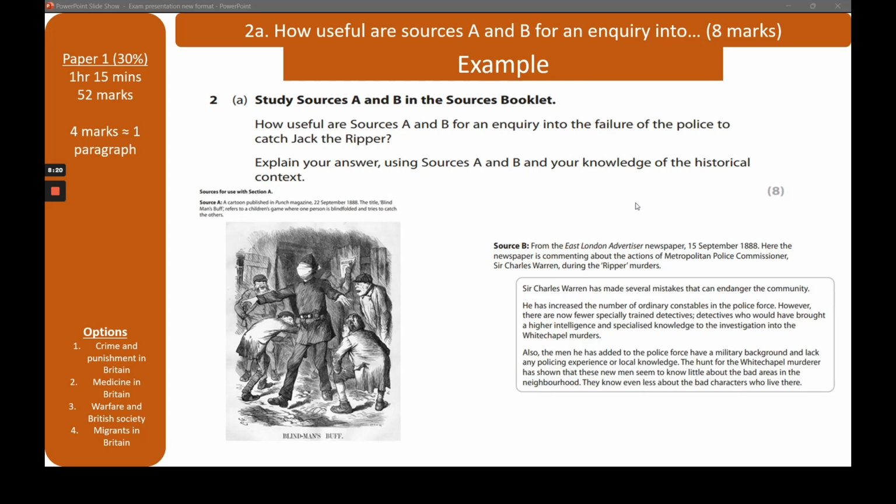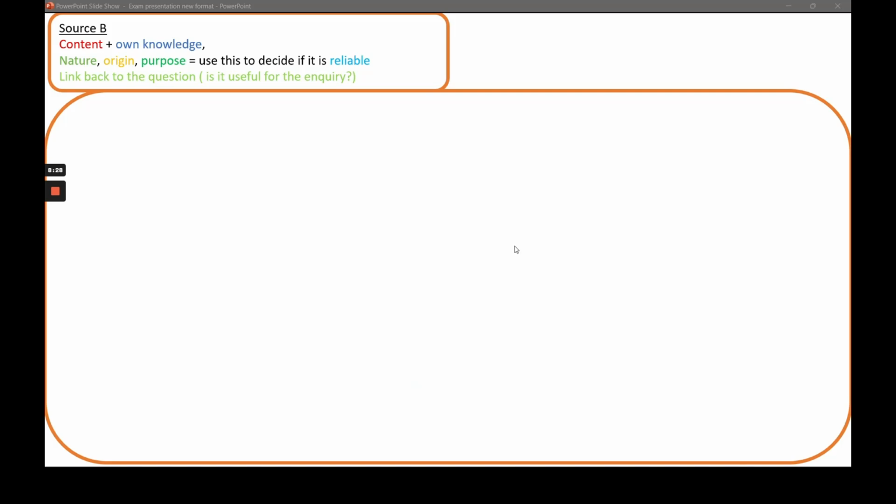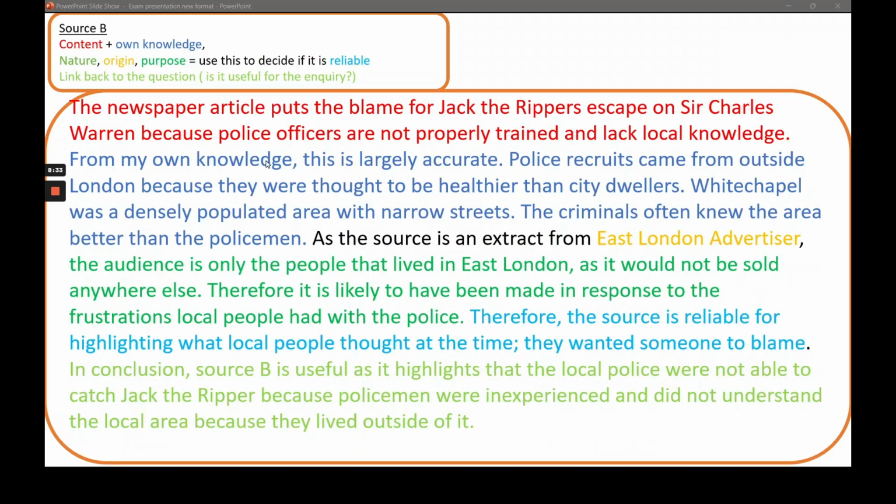So, remember that the inquiry is the failure of the police to catch Jack the Ripper. So what does this tell us about the failure of the police to catch Jack the Ripper? So here's my answer. B, I'm going through the same thing. So, the newspaper article puts blame for the Jack the Ripper's escape on Sir Charles Warren because the police officers are not properly trained and lack local knowledge. I've learnt that from the content by reading the source. I'm now going to add my own knowledge to this.